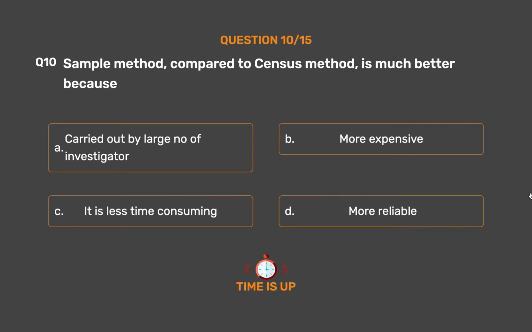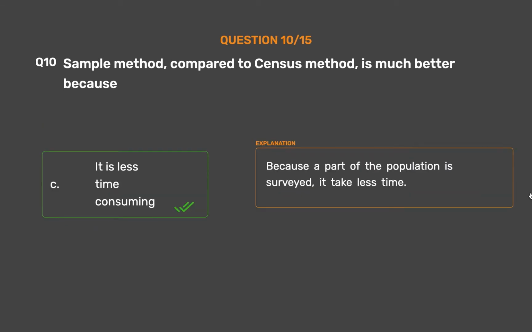The correct answer is Option C. It is less time consuming, because a part of the population is surveyed, it takes less time.